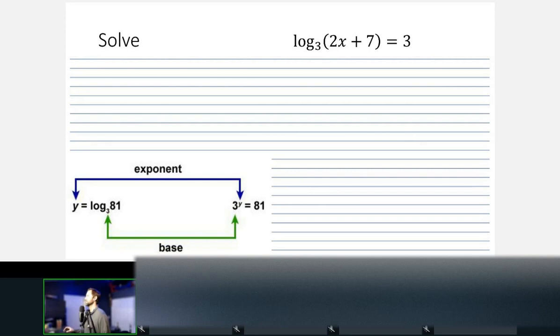All right, so what did everyone do to both sides of this equation here? Base of 3.